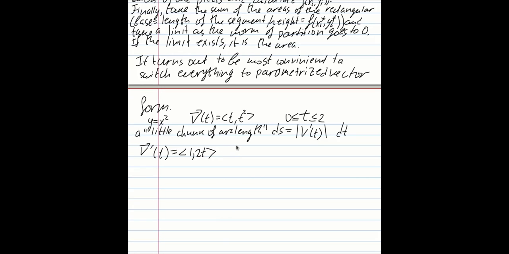So what would be the magnitude of v prime of t? The magnitude of v prime of t will be the square root of 1 plus 4t squared. Therefore, our ds is equal to the square root of 1 plus 4t squared dt.